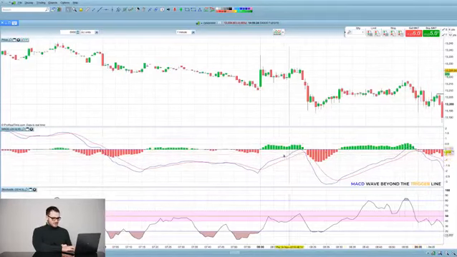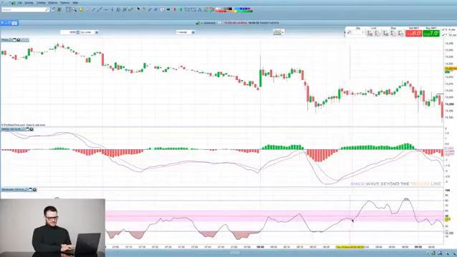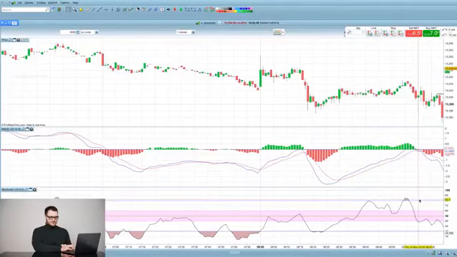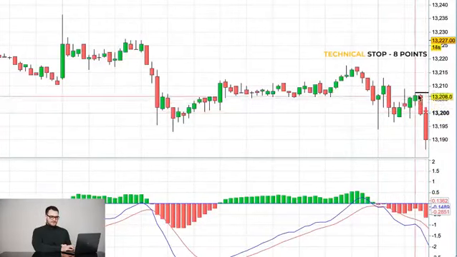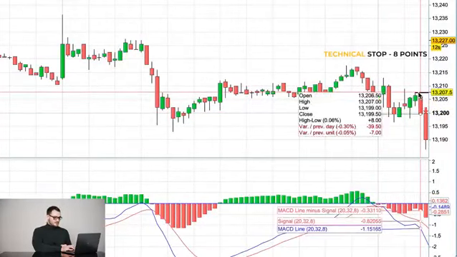What happened before? Nothing. It was quite slow, so we cannot really say anything about these broken peaks and strange looking structure in the stochastic. The market opened just around here at 9 o'clock, so all we care about is what happens afterwards. So we enter here and we use our technical stop, which is going to be around 8 points.